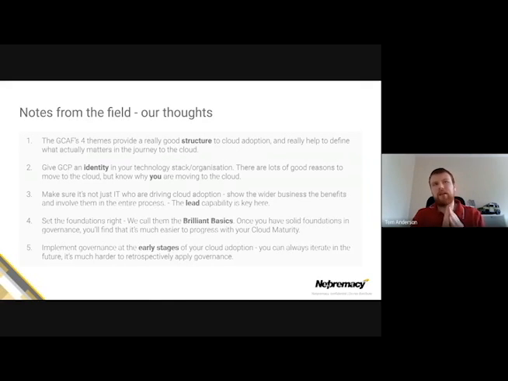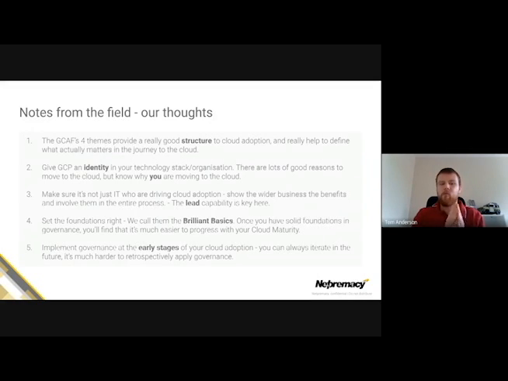And it leads me on quite nicely to that second point. We're not so naive to understand that GCP is the be all and end all. We understand that GCP has a role to play in an organization, that cloud has a role to play in an organization in its technology stack. Give GCP an identity, right? Give it an identity in that stack.